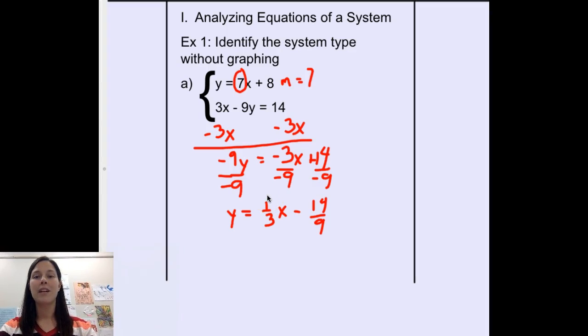Remember, it's okay that we got a fraction for a y-intercept. We're not graphing these. We're just analyzing what those equations look like. The slope of this line is 1/3, which is different from the slope of the first line, so these will intersect and have one solution.